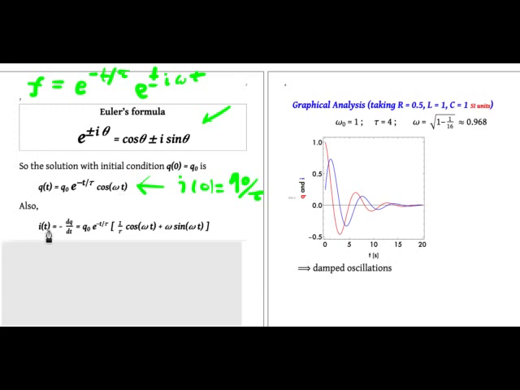I of t would be minus dq dt, so here I can have the derivative of the exponential. That'll give me the factor 1 over tau cosine omega t. Or I could have the derivative of the cosine. That'll give me omega times the sine, or actually minus omega times the sine. But remember, this minus sign will make it a plus, omega sine omega t. So here would be the current as a function of time.